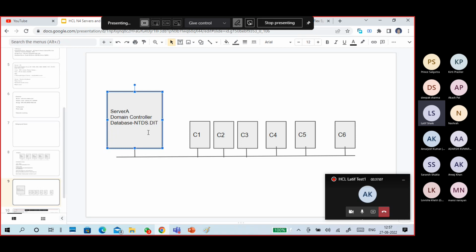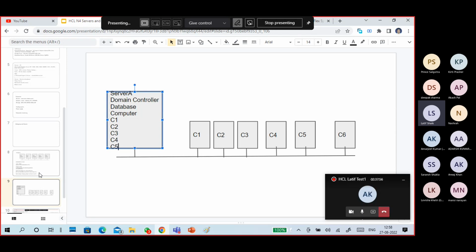What does this database contain? User information, computer information, groups, resources, services information. That line I will give you later, but first of all, it contains computer information. I'm also removing this NTDS.DIT to increase the size a little. So the computers are there. What are the computer names? The computers C1, C2, C3, C4, C5 are joined into the domain.